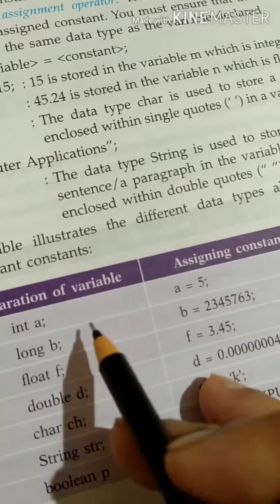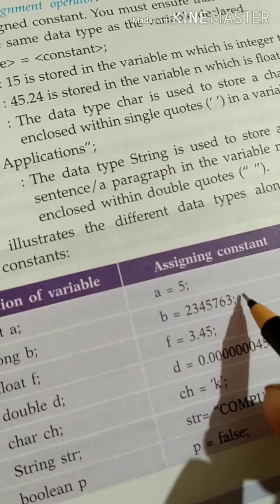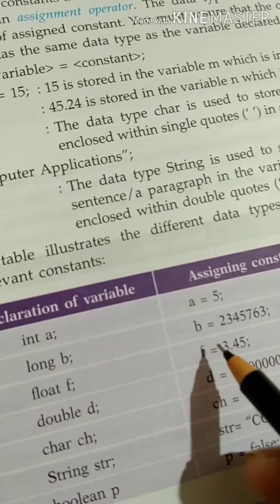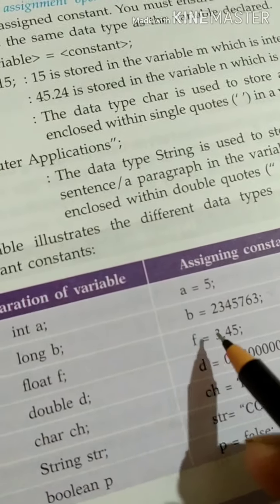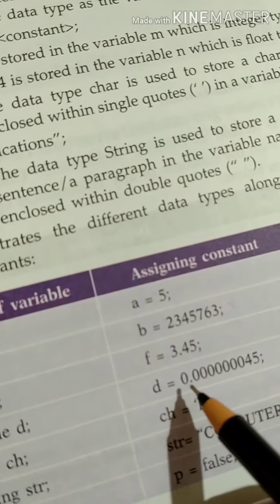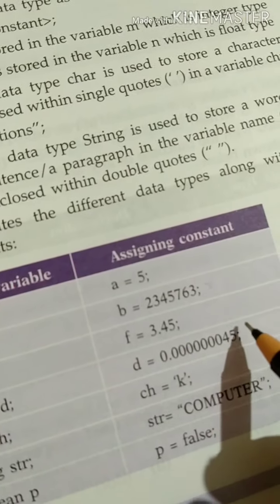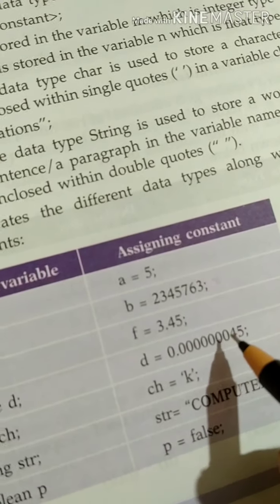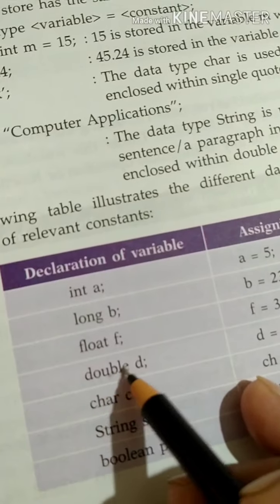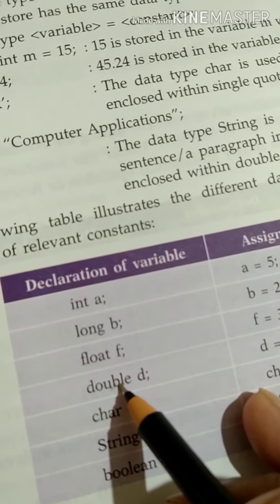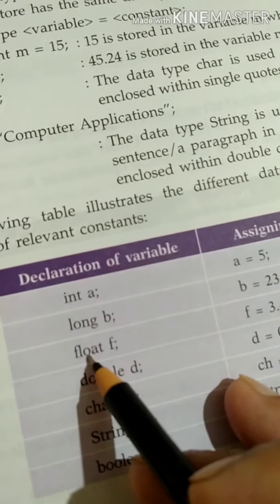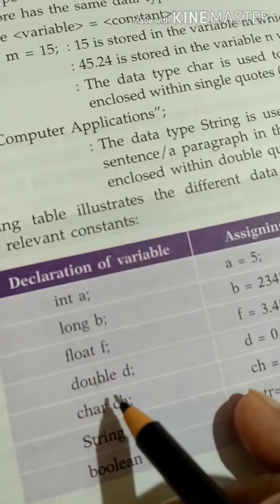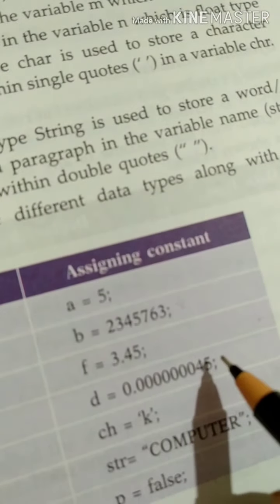Like this we have int a equal to 5. Long b: if you are taking long numbers, instead of int you have to write long. Float f equal to 3.45, double d equal to 0.00 something. If you are giving more decimal points, then instead of float you have to take double. If you see more decimal points coming in your program, take double instead of float. We take double for large decimal points.